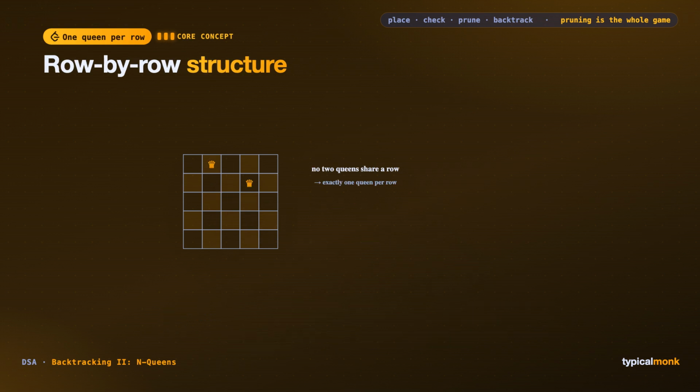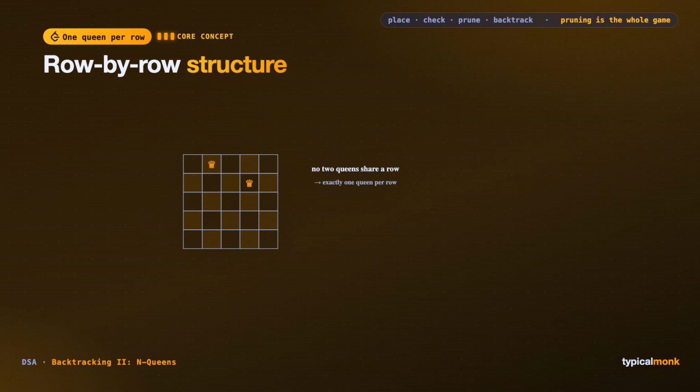The first step in solving N Queens cleverly is to structure the search well, and one simple insight cuts the problem down enormously. Here is the insight: since a queen attacks along its entire row, no two queens can ever share a row. That means every row must contain exactly one queen, no more, no fewer. This immediately reshapes the problem.